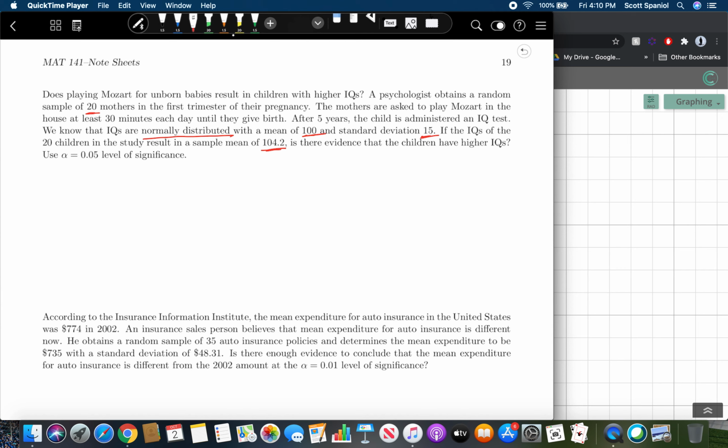Okay. So, our null hypothesis is that they don't have higher IQs, so that their mean would be 100. And the alternative hypothesis is we want to know, do they have higher IQs?